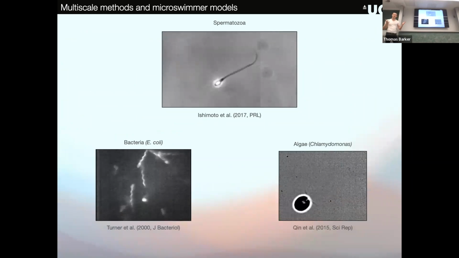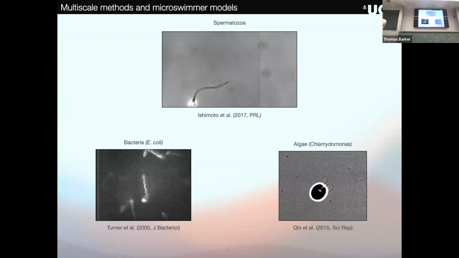You've probably heard of bacteria, I expect, but this is E. coli in particular, taken about 20 years ago. And they swim around. They're essentially these spheroidal-like blobs with big helices attached to them, which they rotate very, very rapidly in order to corkscrew their way through fluid.